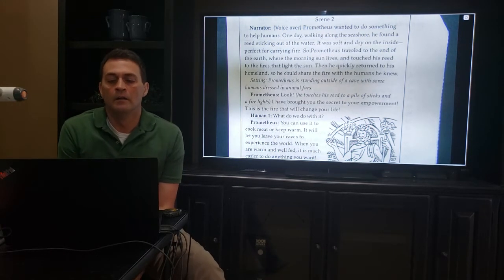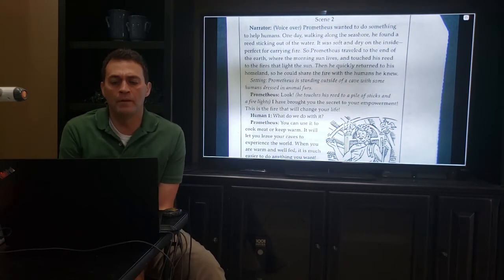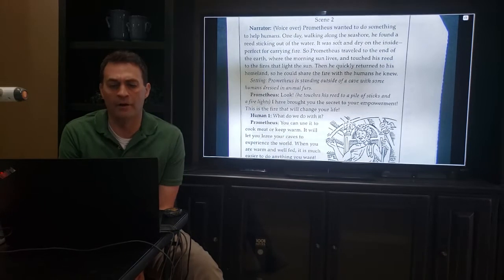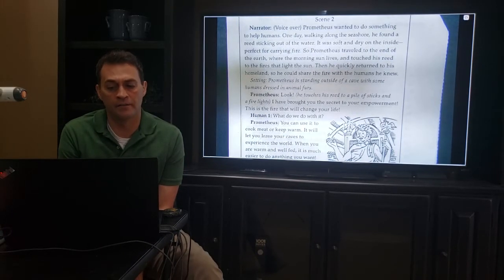Prometheus wanted to do something to help humans. One day, walking along the seashore, he found a reed sticking out of the water. It was soft and dry on the inside, perfect for carrying fire. So Prometheus traveled to the end of the earth, where the morning sun lives, and touched his reed to the fires that light the sun. Then he quickly returned to his homeland, so he could share the fire with the humans he knew.